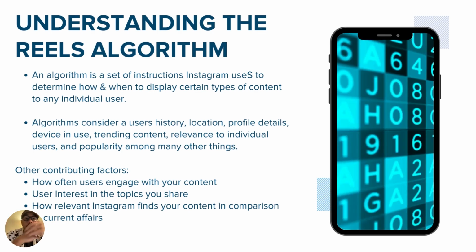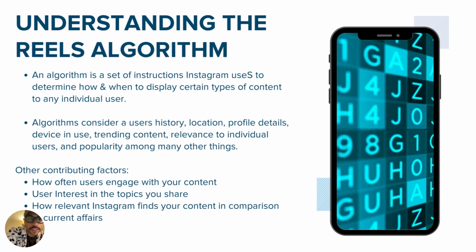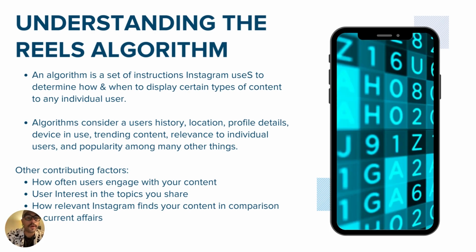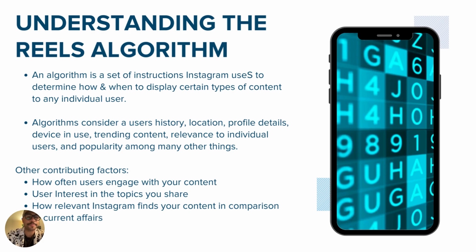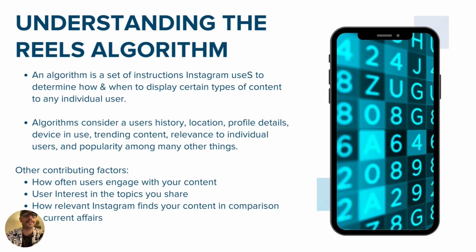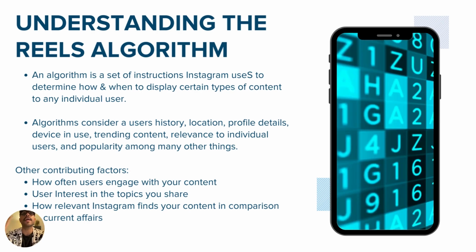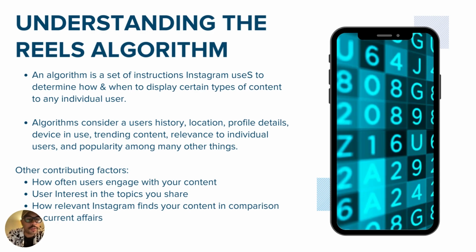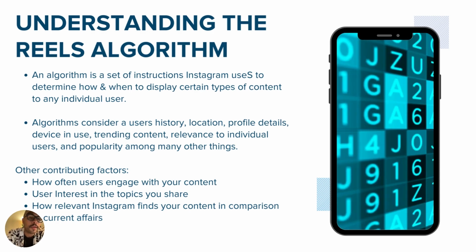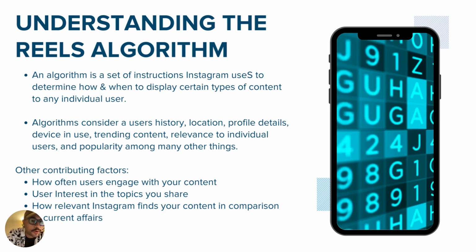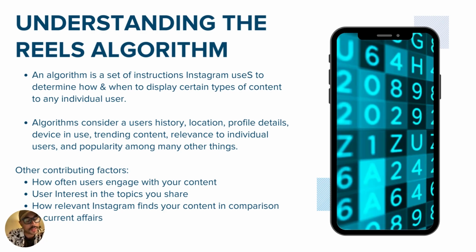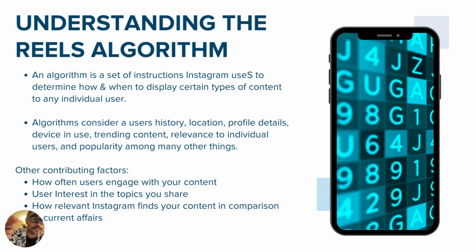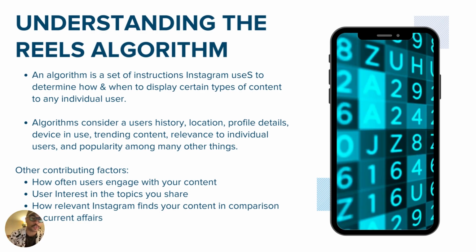It takes into consideration a whole bunch of things like that user's individual history, where they're located on the globe, details of their profile, even what device they're using, trending content, as well as relevance to that individual and their interests, and several other contributing factors, like how often they engage with the content you're posting, and whether it's relevant to current events and world affairs. So there are several different little blocks that go into how the algorithm performs and showcases your content.